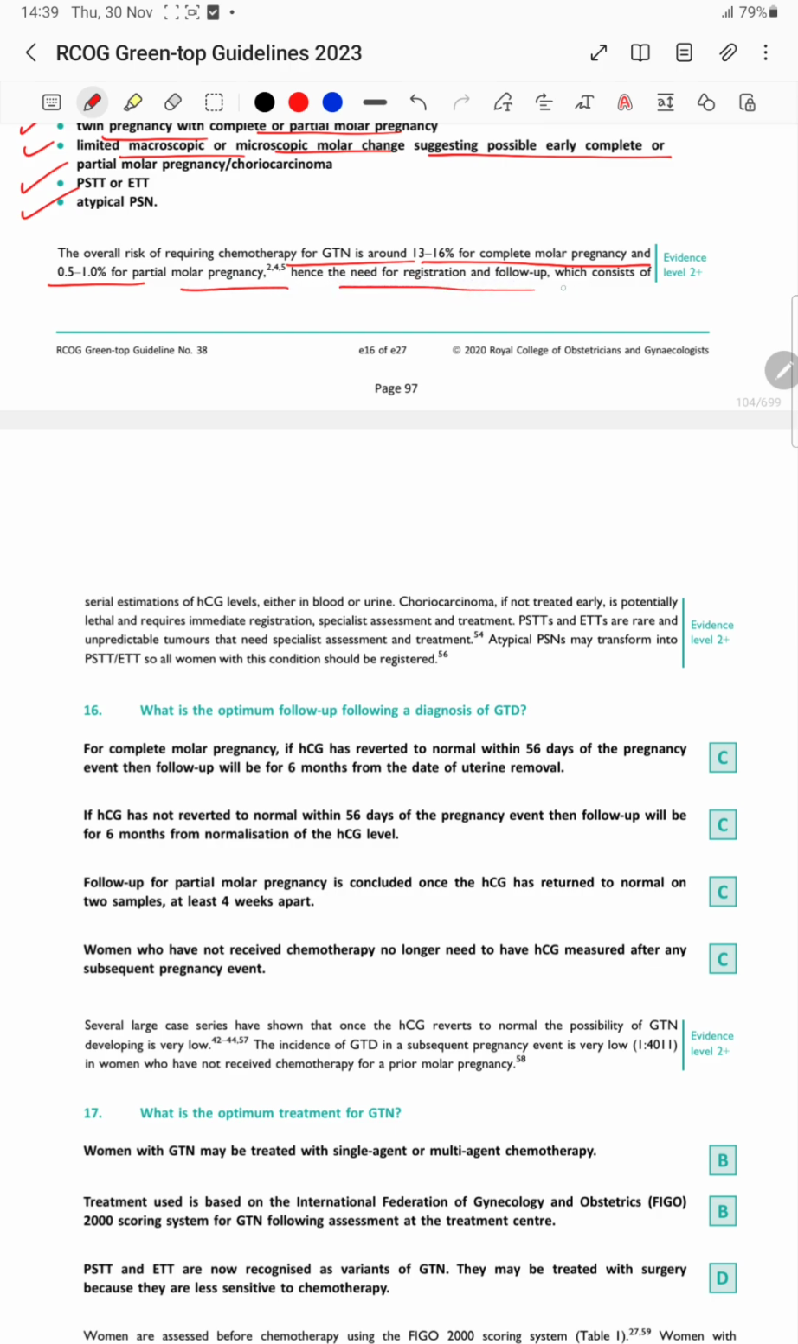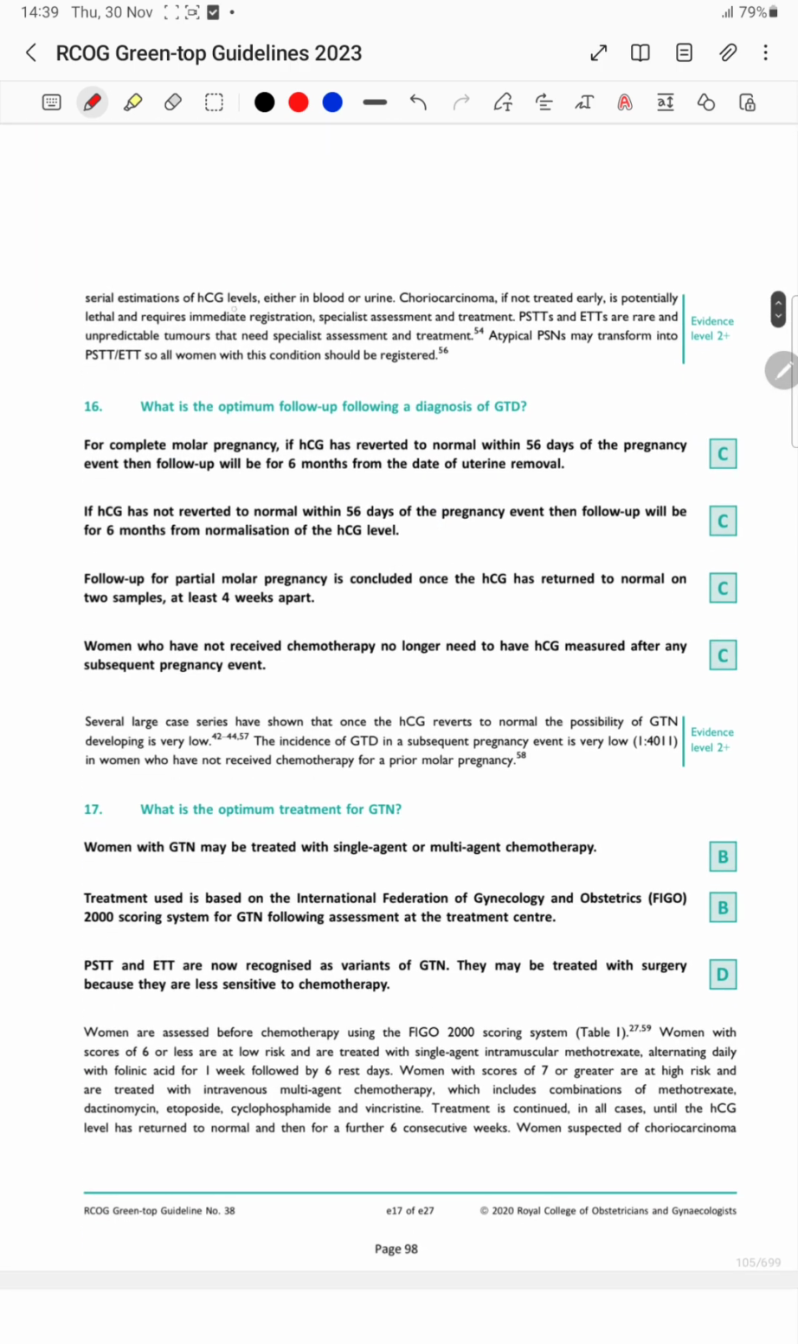Hence, the need for registration and follow-up, which consists of serial HCG levels in either the blood or the urine. Choriocarcinoma, if not treated early, is potentially lethal and requires immediate registration, specialist assessment and treatment. PSTTs and ETTs are rare and unpredictable tumors that need specialist assessment and treatment. Atypical PSNs may transform into PSTTs and ETTs, so women with this condition should be registered.